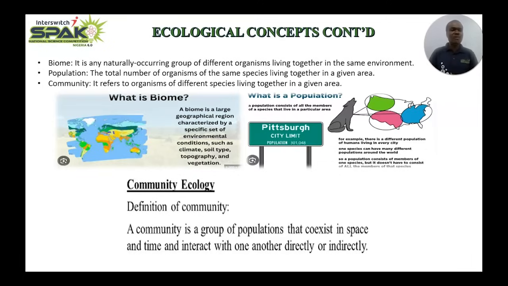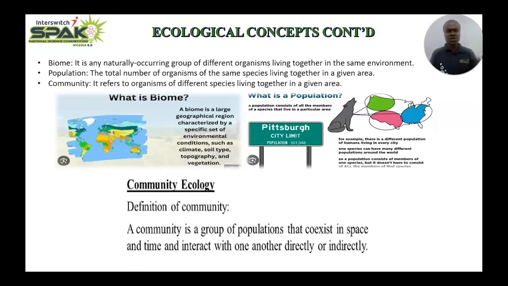So the biome is any naturally occurring group of different organisms living together in the same environment. Naturally occurring, in quote, they are there naturally. It's not that somebody is supervising or trying to modify them. The population is the total number of organisms of the same species living together in a given area, and a community refers to different species, different populations of organisms that live together in a particular place.